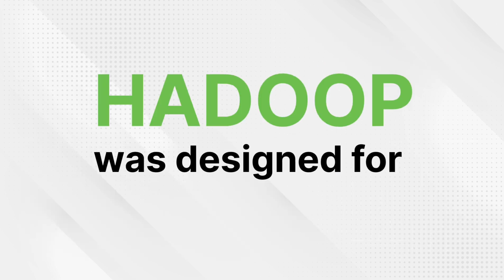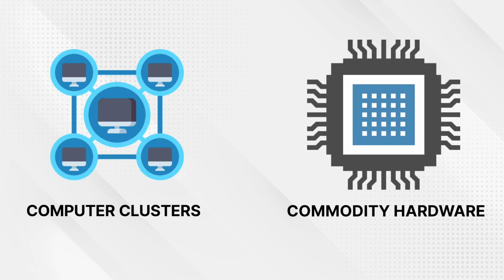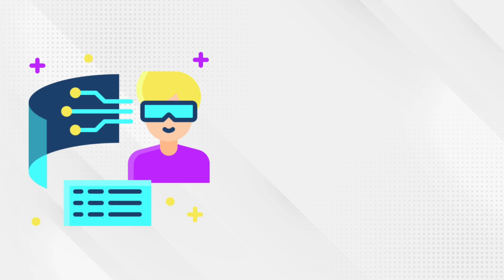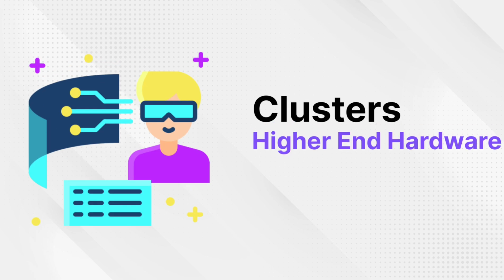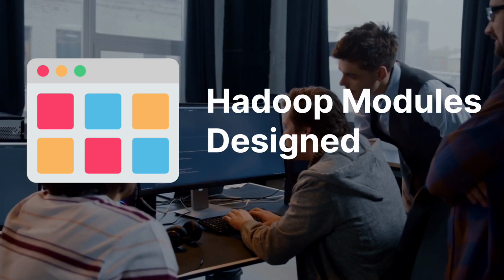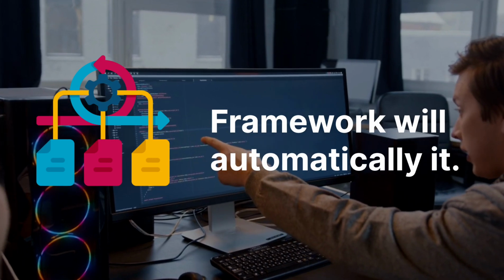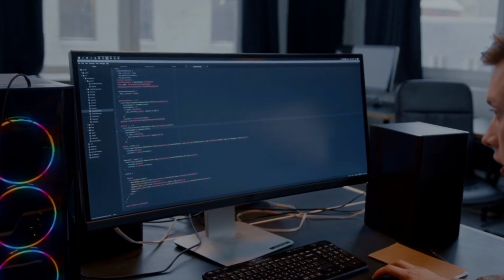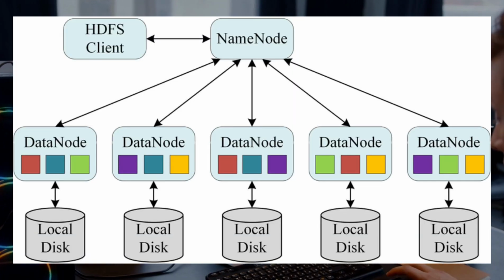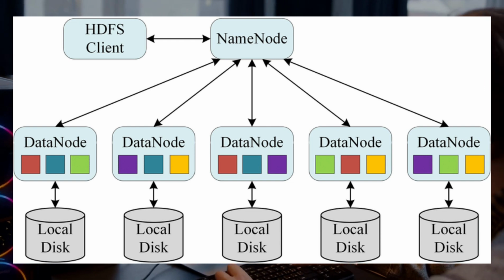Hadoop was originally designed for computer clusters built from commodity hardware, which is still in common use. It has since also found use on clusters of higher-end hardware. All the modules in Hadoop are designed with a fundamental assumption that hardware failures are common occurrences and should be automatically handled by the framework. Hadoop processes files by splitting them into large blocks, and then it distributes them across nodes in a cluster.